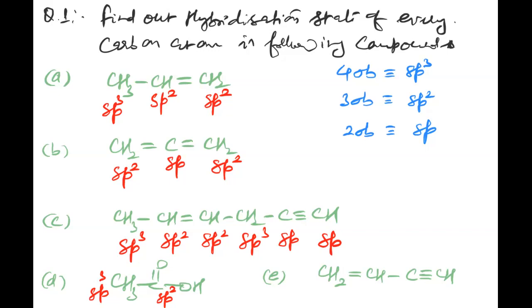So here I'm repeating, the hybrid state of this carbon should be sp2. This carbon is sp2. This carbon is sp, and this carbon should be sp, depending on the number of sigma bonds and pi bonds. Okay, we'll continue with the same concept in the next lecture also, with hybrid state in more complex molecules.